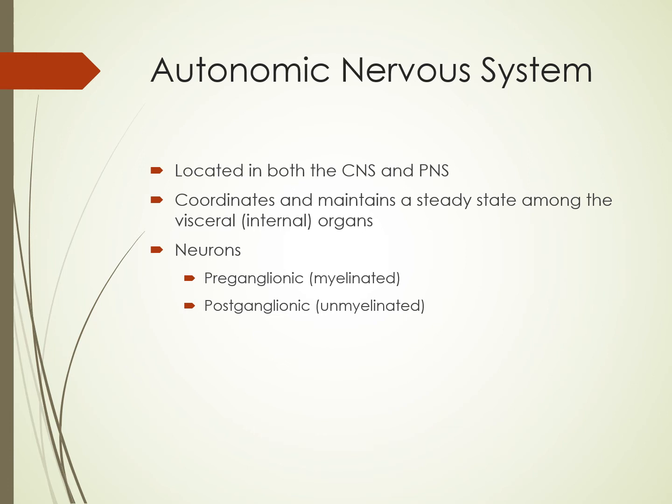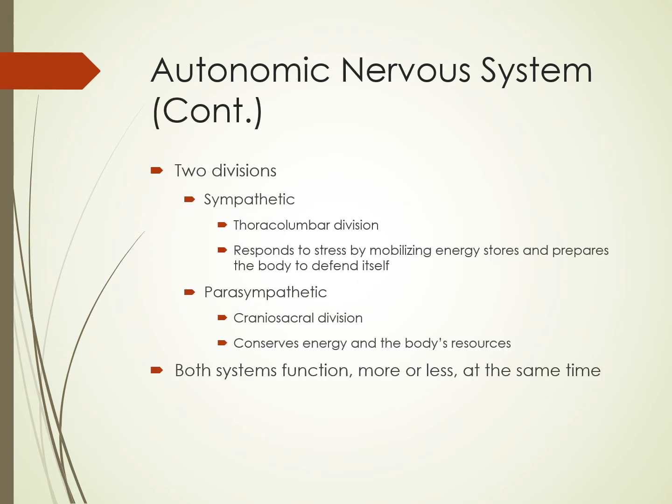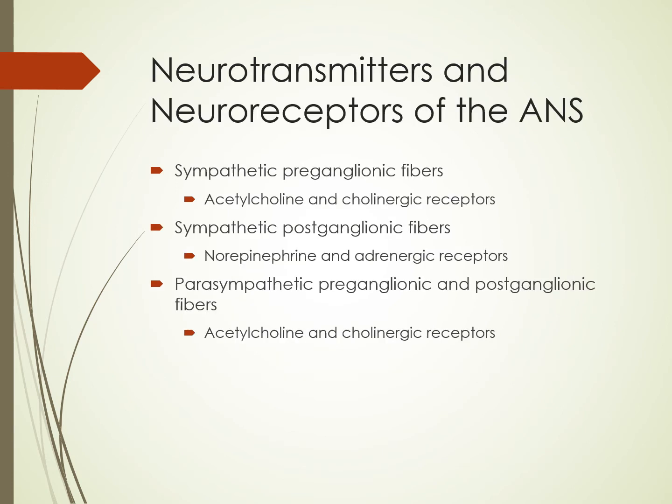The autonomic nervous system is located in both the central nervous system and the peripheral nervous system. It coordinates and maintains a steady state among the visceral organs. The neurons are preganglionic and postganglionic. There are two divisions of the autonomic nervous system, sympathetic and parasympathetic. Both systems function more or less at the same time.